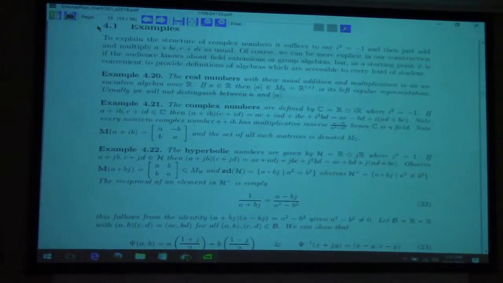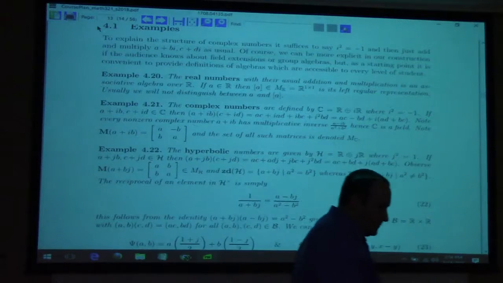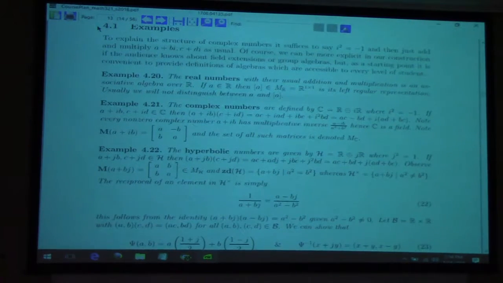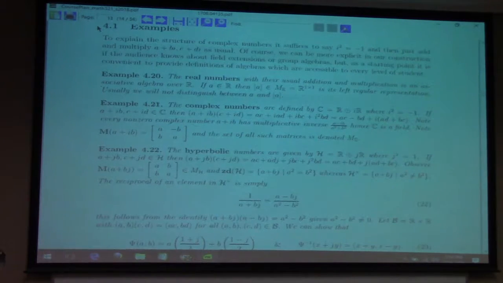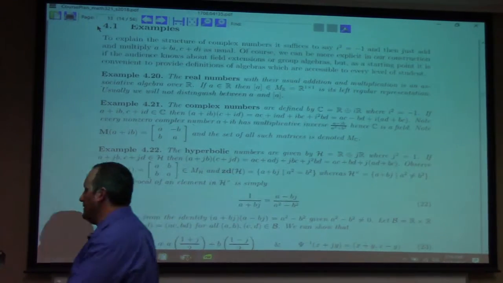Let me write something to make sure you guys are clear on how we find the matrix regular representation of a typical algebra. As good a place as any to do it.